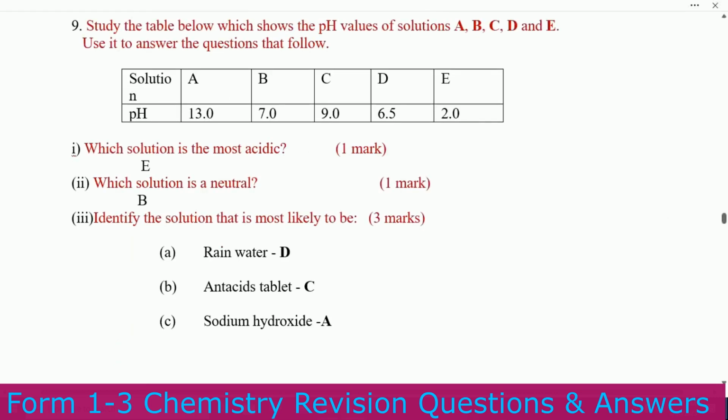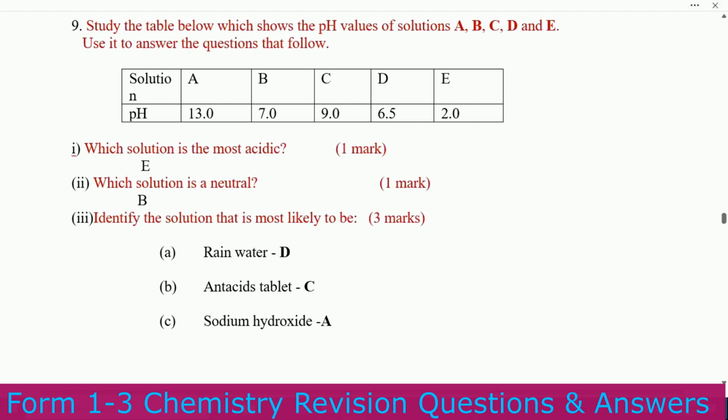Next, number 9, you are told to study the table below which shows the pH value of solution A, B, C, D, and E. Use it to answer the questions that follow. Solution A, pH is 13, B, pH is 7, C, pH is 9, D, pH is 6.5, E, pH is 2.0. You are told which solution is the most acidic. That one is E. pH value is very low. Then which solution is neutral? That one is B.